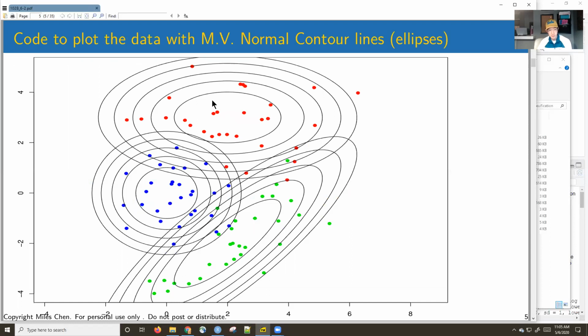And I've drawn some contour lines kind of indicating the multivariate normal probability density, and they're represented by these ellipses. Again, most of the data will come in the center circle, and as you go farther out from the center, it becomes less and less likely.